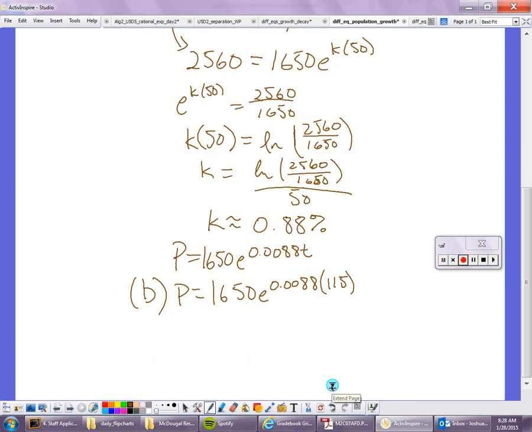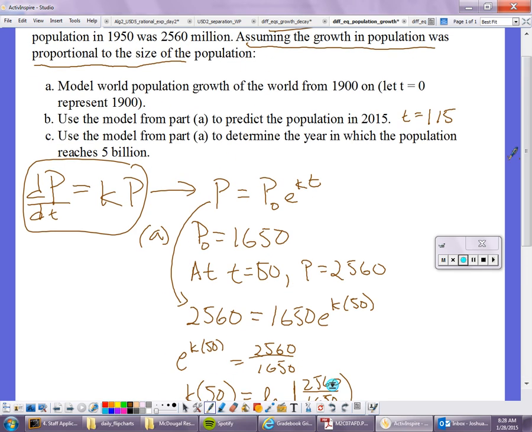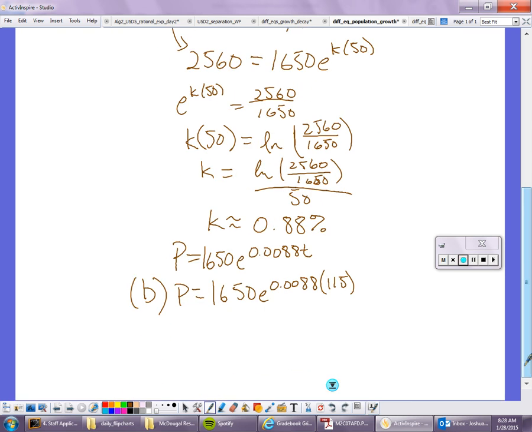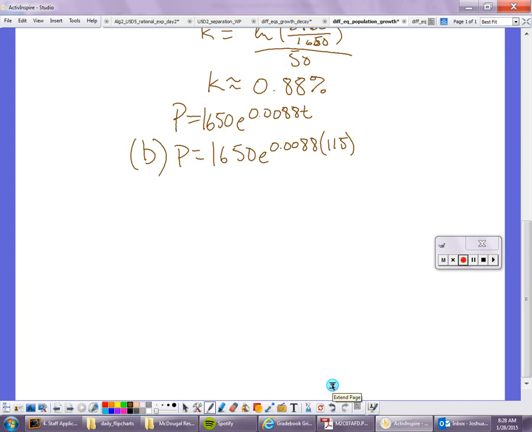Second thing they ask you to do, and this is a pretty common example: use the model from part A to determine the year in which the population reaches 5 billion. So that's when P equals 5 billion, which is 5,000 million. Remember, we're doing this whole thing in millions, so remember to put that in millions. So we're taking our model, P equals 1650 e to the 0.0088 t, and we want to know for what t P equals 5,000.